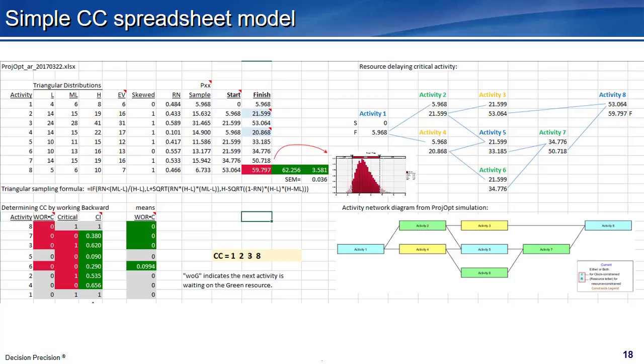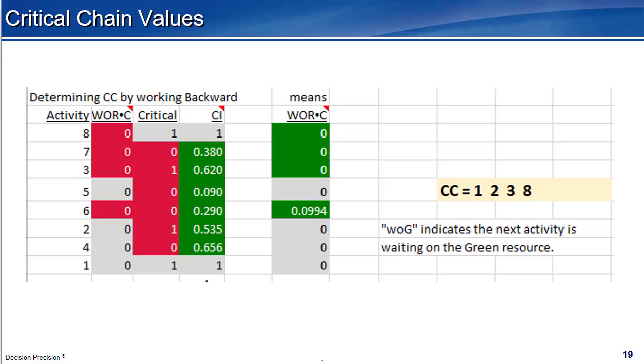Let's look at the lower left portion. Here is where I've determined which activities are critical. Of course, start and end activities are always critical in this network. This is a probabilistic model with uncertain values. The critical column has ones for activities when they are on the critical chain. Again, with this activity network, activities 1 and 8 are always critical.